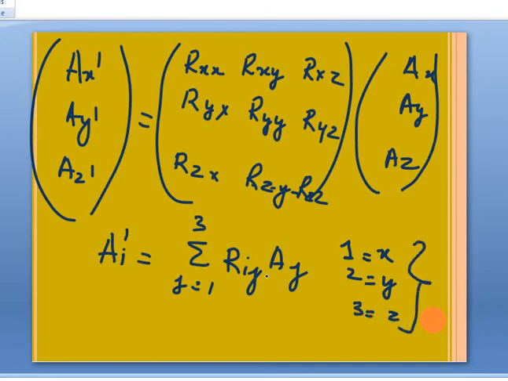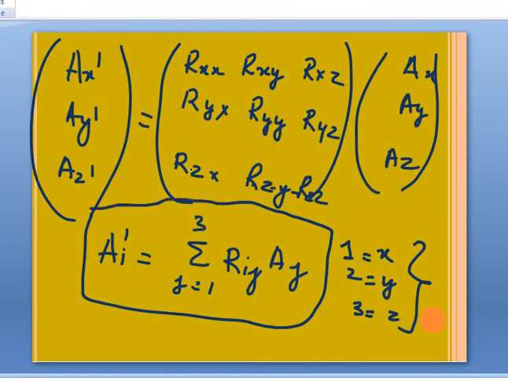So in this way you can easily connect. Now again you test it. Let us say what is ax. Ax prime will be given by what? When there is x, i is x. J will go from what? J will become 1, then it is ax. J will become 2, then it is rxy ay. And j will become 3, rxz az. So this is the concept which we are trying to do.